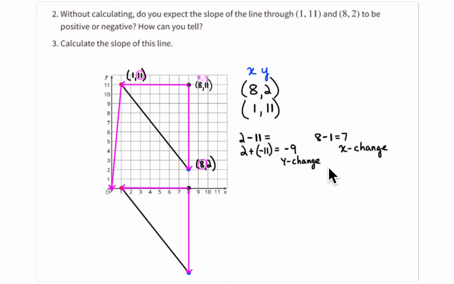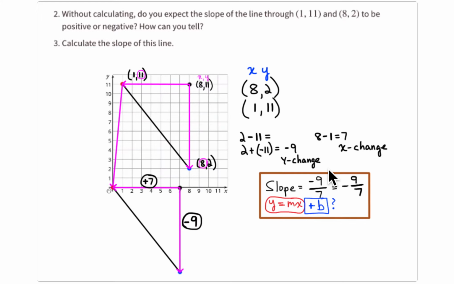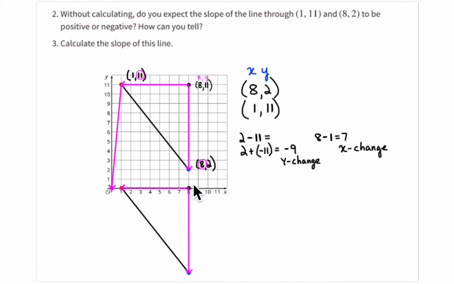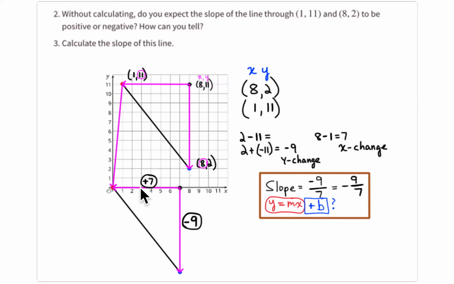So let's say that again. So now we have, let's go back. So we've slid it down 11 units. So this change now is -9 because we started at positive 2 and we subtracted 11. So that change is -9. And now we're going to slide it over. So this change is positive 7. To get out to here, it's positive 7. To get down to here, it's -9. So the slope is that -9.